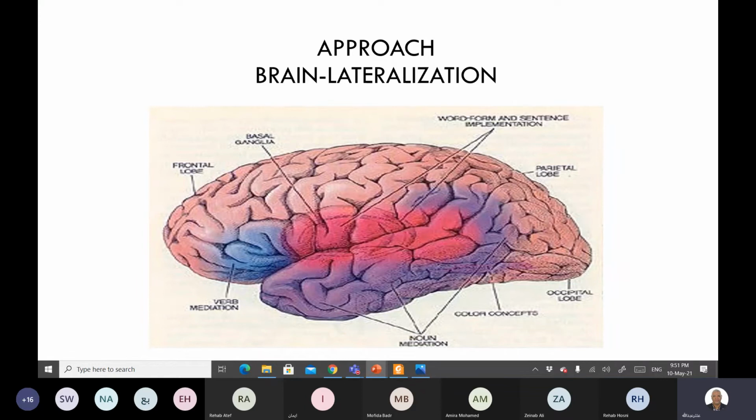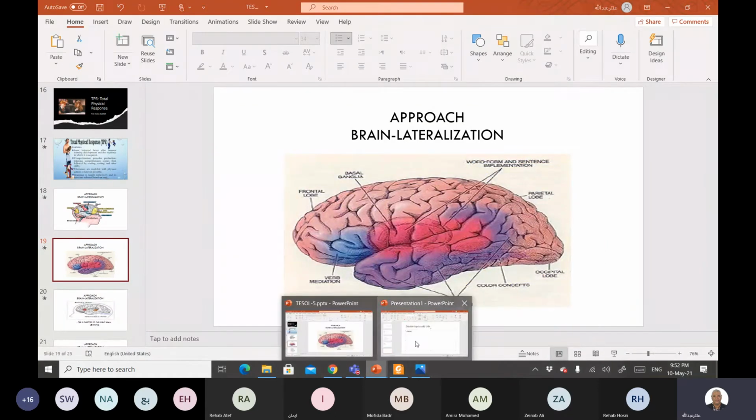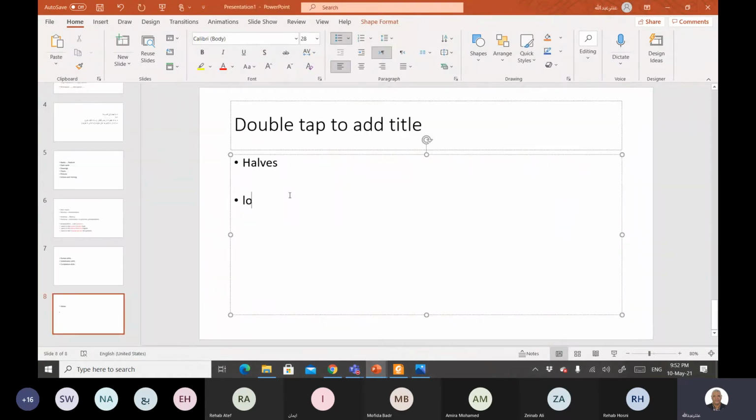We have the left hemisphere of the brain, where the language is lateralized or localized. Localization or lateralization means positioning. It means it is located in this place; lateralization also means it is on one side.